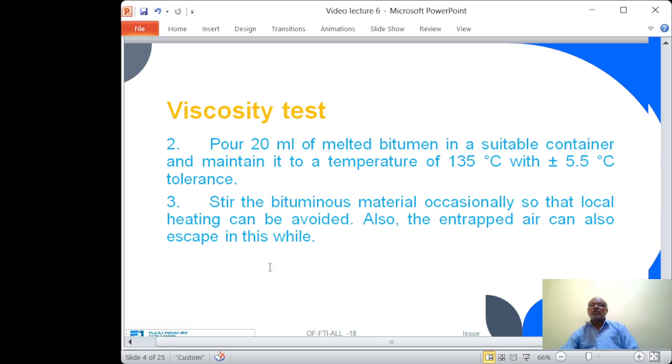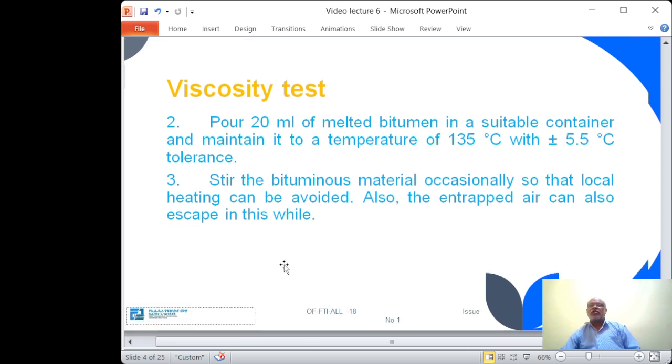Second, pour 20 milliliters of melted asphalt or bitumen in a suitable container and maintain it at a temperature of 135 degrees centigrade with plus or minus 5 degrees centigrade tolerance. Stir the bituminous material occasionally so that local heating can be avoided. Also, the entrapped air can escape in this while.